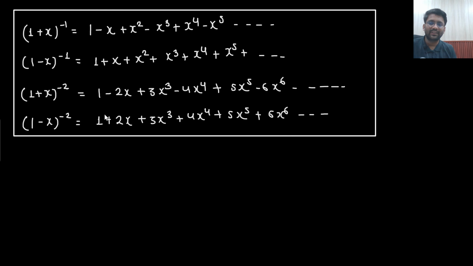Next, what we will see? Coefficient is 1, coefficient is 2, then coefficient will be 3, then 4, then 5, then 6. So in that manner you will be able to remember.